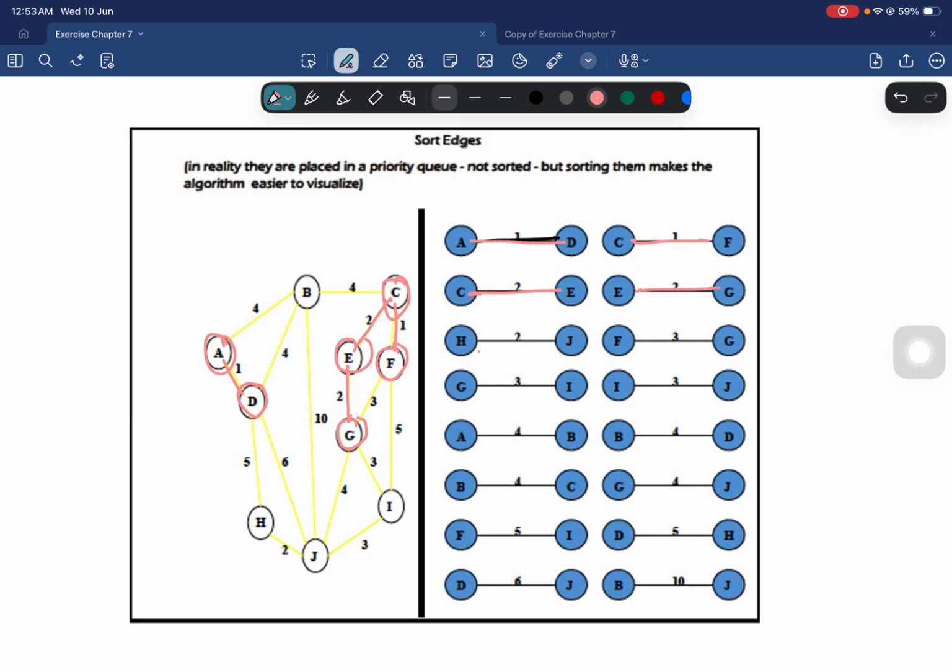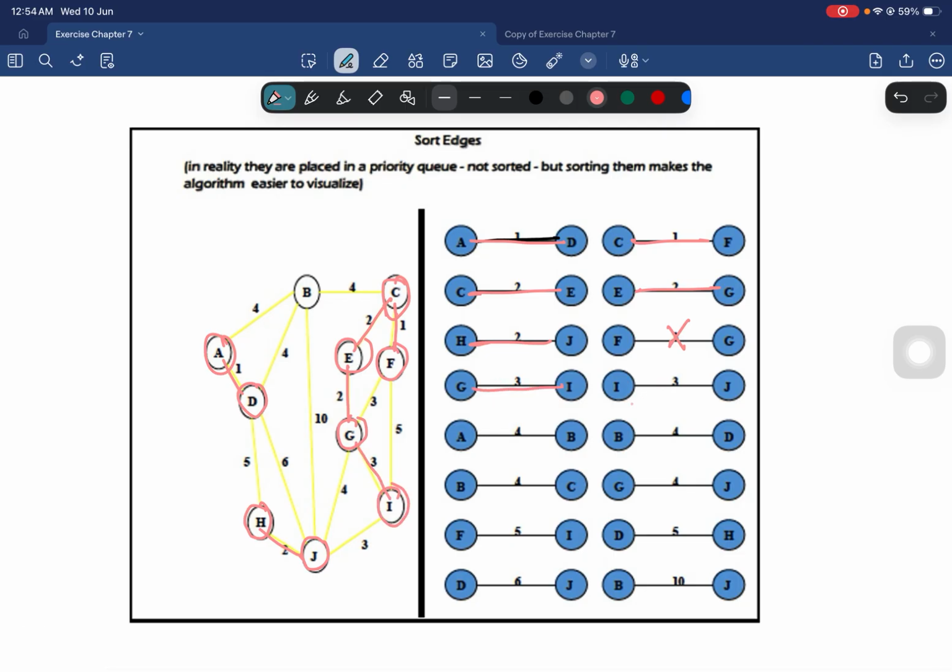We have H to J. It doesn't make a triangle, so we can take it. Okay, we have F to G. If we take it, it will form a shape here, so we can't take it. Next, G to I. We can take it.